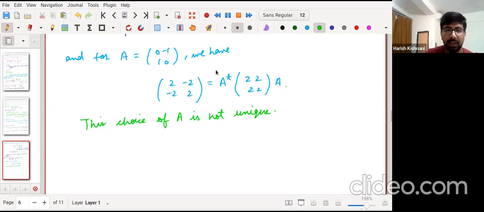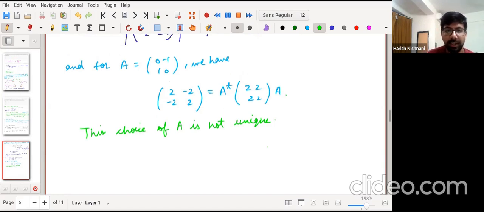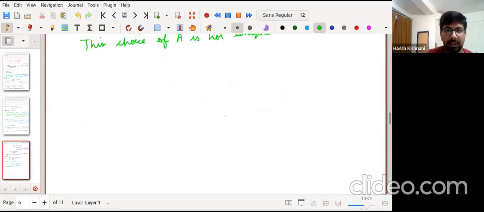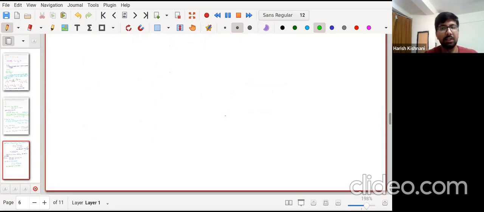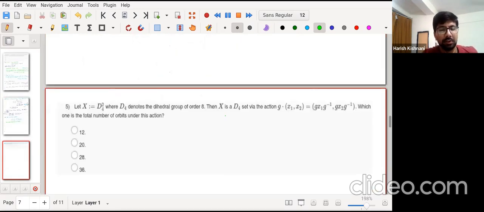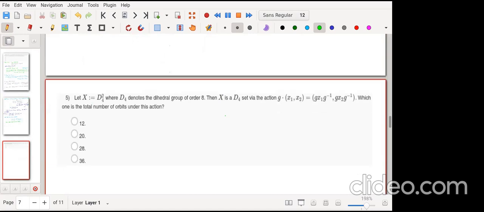So this implies that the fourth option is correct, right? Only the fourth one is in the orbit of (1,2,1) and the others are not. I hope it's clear to everyone.